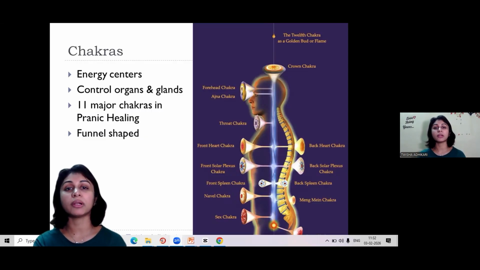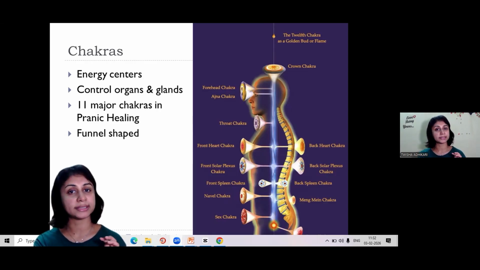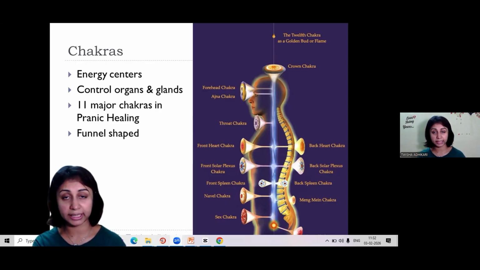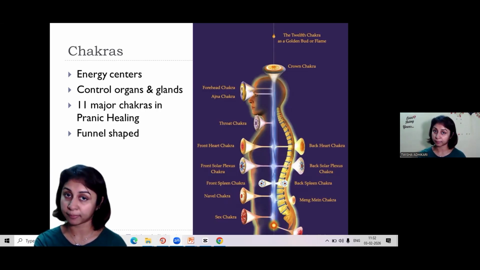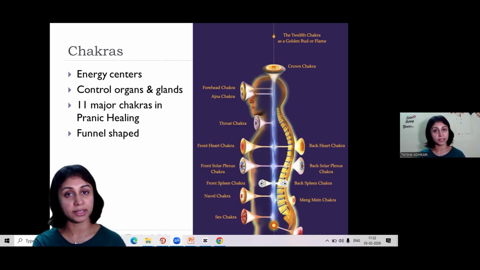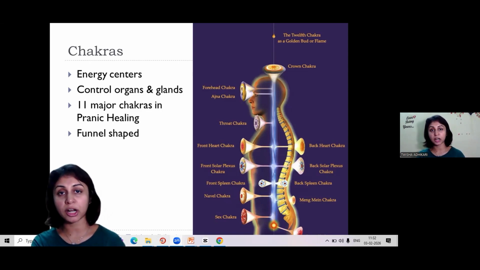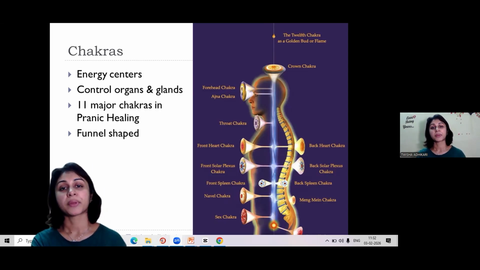So these are all the lower chakras. We have the root chakra, which is located in the area of the coccyx. Then we have the sacral chakra or the sex chakra, which is located on the pubic bone. Then we have our navel chakra, which is at the level of the navel. Then we have the Meng Mei chakra, which is exactly opposite to the navel chakra, on your back. Then we have the spleen chakra, with front and back spleen chakras, located exactly at the region of the spleen.